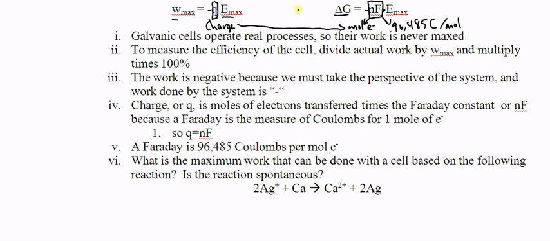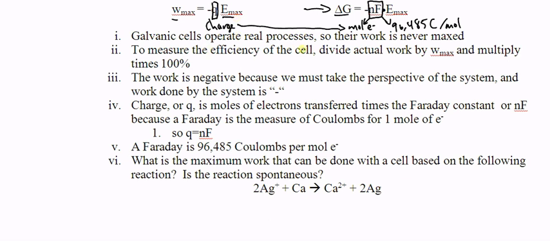E max is just exactly what we're used to calculating using the reduction table. And so, really, these two equations are the same. This is going to be the more common version of the equation as we use it. So a couple things to keep in mind. Galvanic cells operate real processes, so their work is never going to be maxed out. So what we calculate with these equations isn't going to be what actually happens. It's going to be what could or should happen.